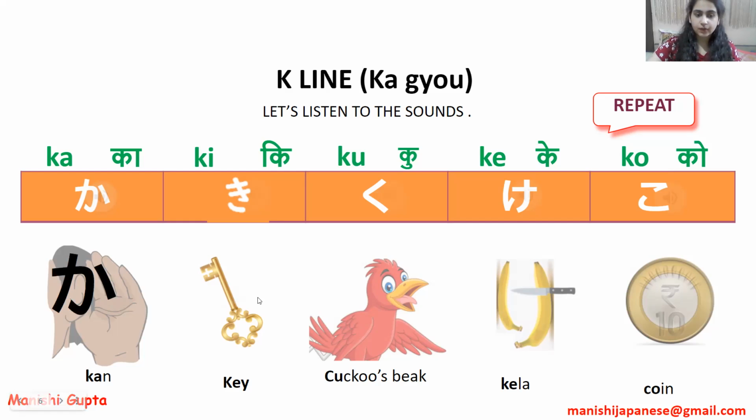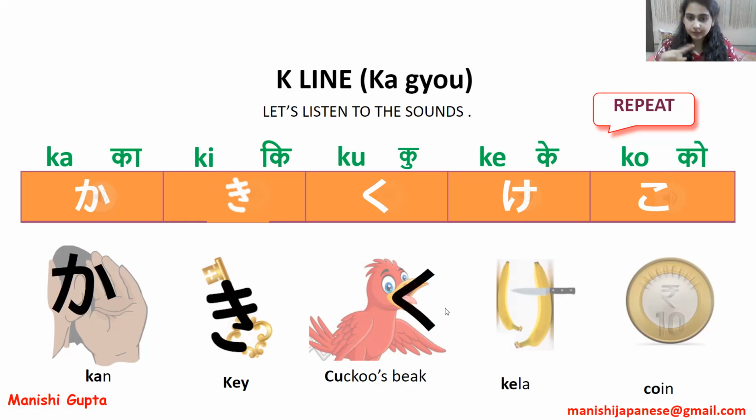Now let's look at the second one. It's a key. You can actually get a key out of this shape. So just note down this one as well. Third, we have a cuckoo, or a cuckoo's beak. From the cuckoo's beak, you'll get that particular shape of ku, right?